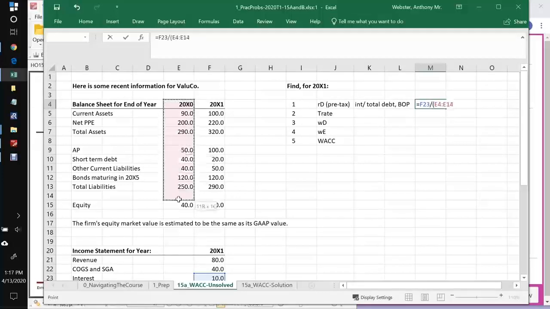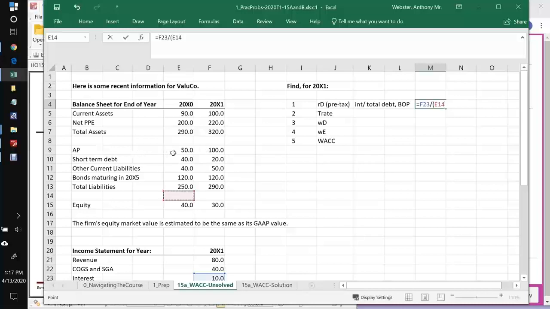And now for the beginning of period debt, right? Beginning of period 20x1 is end of period 20x2. Balance sheets are always done as of the end of the period, so here's where I want to be taking my debt from, because this is going to be the beginning of year debt for 20x1. All right, so let's look around.